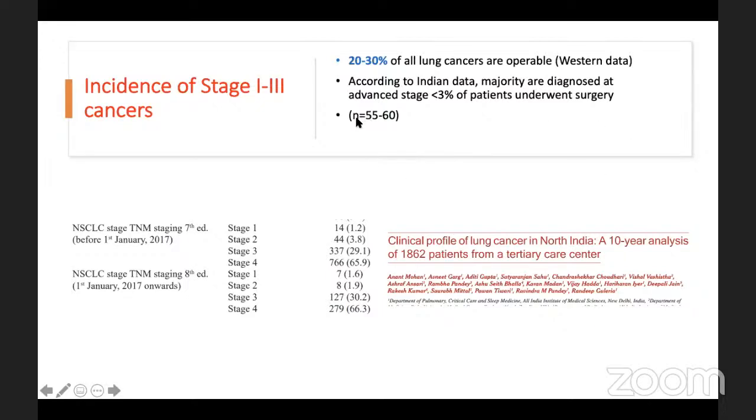But still, in that particular paper, they observed that less than 3% of the patients underwent surgery. So if we see the numbers, that is actually quite a low number, around 55 to 60% is that absolute low number. And so we need to improve upon that.